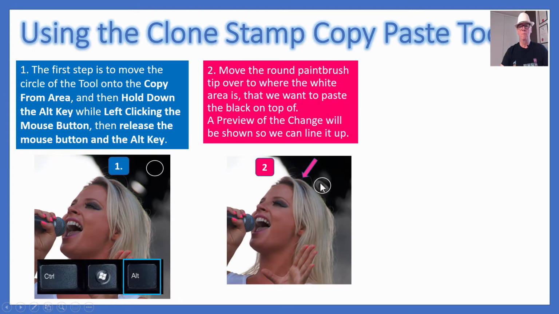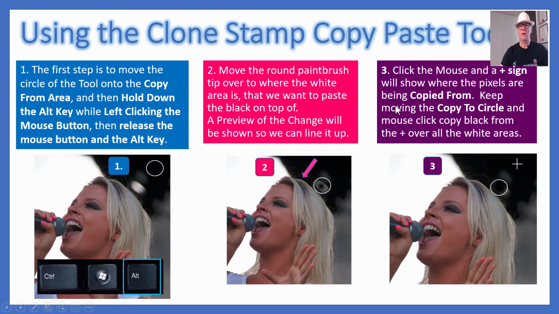We now move our circle to where we want to copy over. So we've moved our circle, with our finger off the mouse button, down to here, and it'll show you a preview of what it's going to do. So it's showing us here that what this clone stamp will do, it won't do it yet, but when we click the mouse it will, is copy black over that white, and that's exactly what we want it to do.